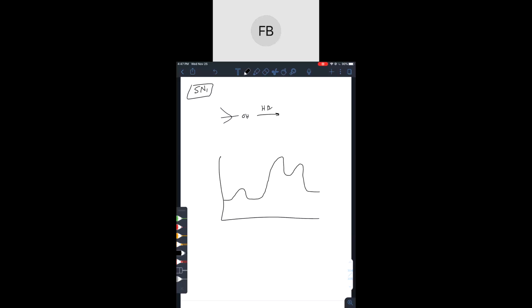So one thing I would recommend knowing is what is the highest peak? This peak right here. The highest energy is what it takes for the OH or the H2O to leave. This takes a lot of energy for it to break off.